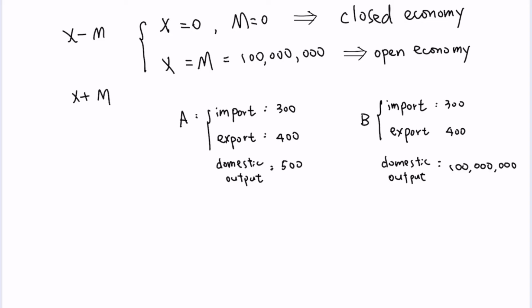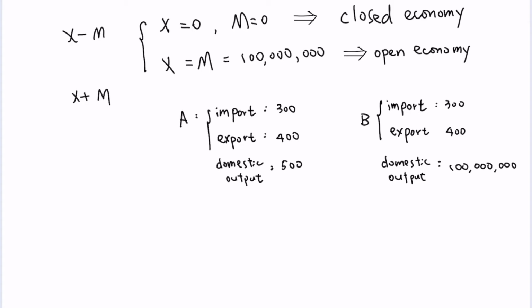So there is one more condition I didn't tell you, which is that country A produces 500 apples, but for country B, the total output of apples is 100 million. So for country B, most of the goods produced are not exported, and they also import quite a lot of apples compared with the size of the apples they produce. For country B, the number of exported apples is relatively small compared with the size of the total output, and the same thing for the import.